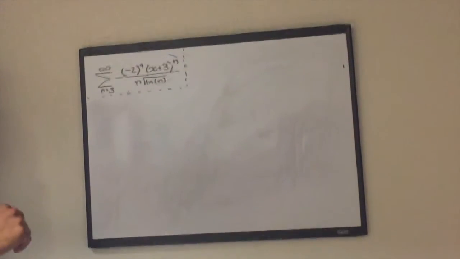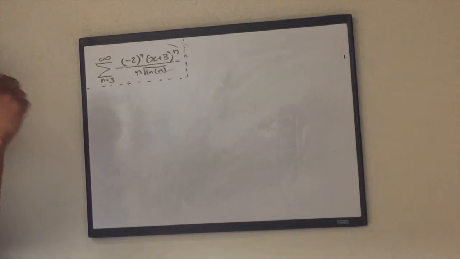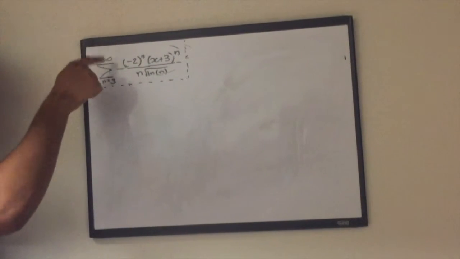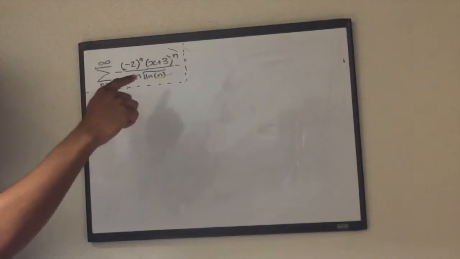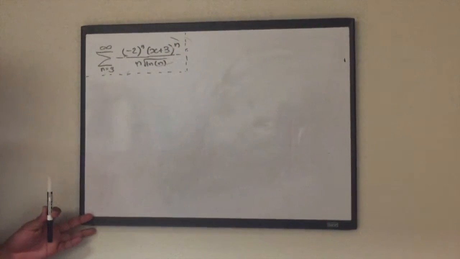The problem statement says to find the interval and radius of convergence of the summation from n equals 3 to infinity of (-2)^n (x+3)^n over n times the square root of the natural log of n. So basically what we need to do first is use the ratio test.